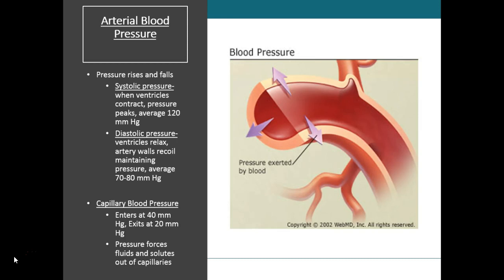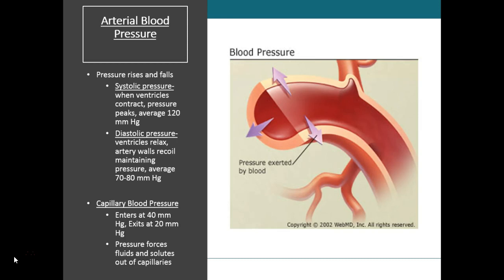Again, as we've already learned, the ventricles contract and relax, and as they do so, they're pushing blood out and then relaxing and filling, contracting and pushing blood out again. So the pressure in the arteries is going to rise when the ventricles contract and push that blood out, and then the pressure is going to fall when the ventricles are relaxed.